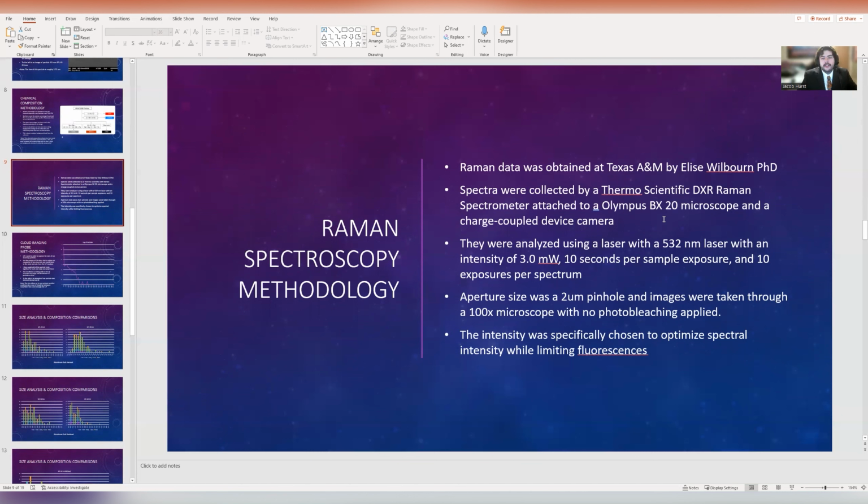So aperture size was at 2 micrometers and it was a pinhole. And then the images were taken through a 100 times microscope with no photo bleaching applied to them. This intensity was specifically chosen by us to optimize the spectral intensity while limiting our fluorescence, and it also minimizes the damage done to the sample by doing the Raman on it.